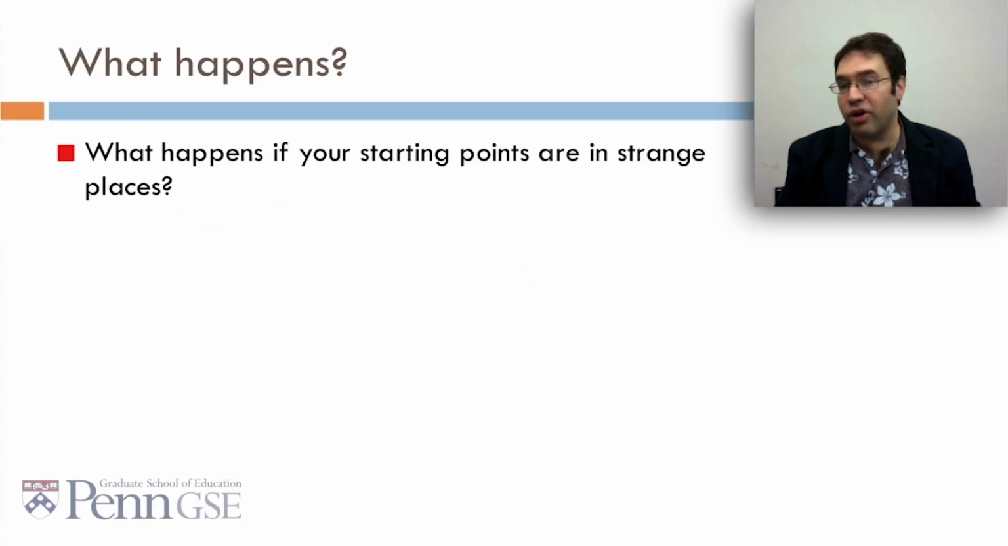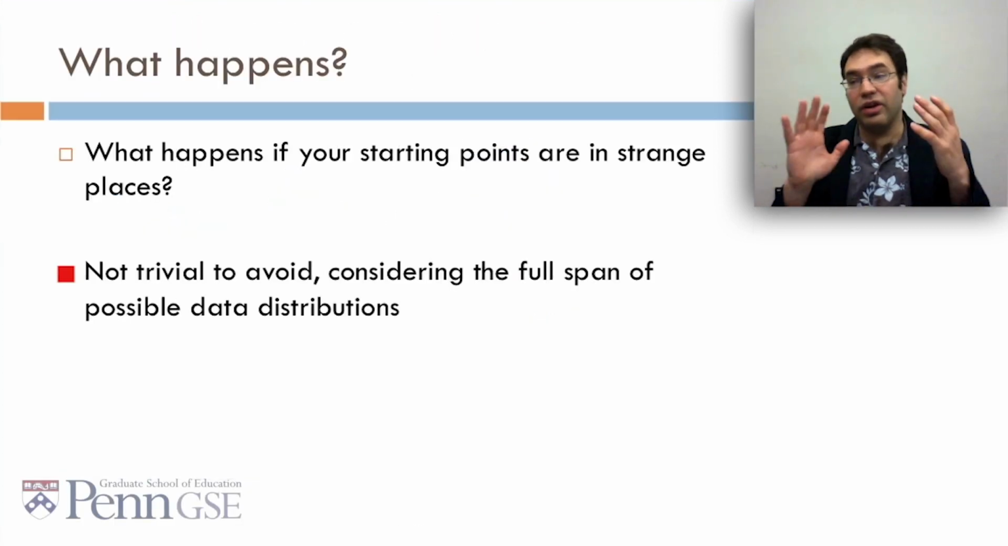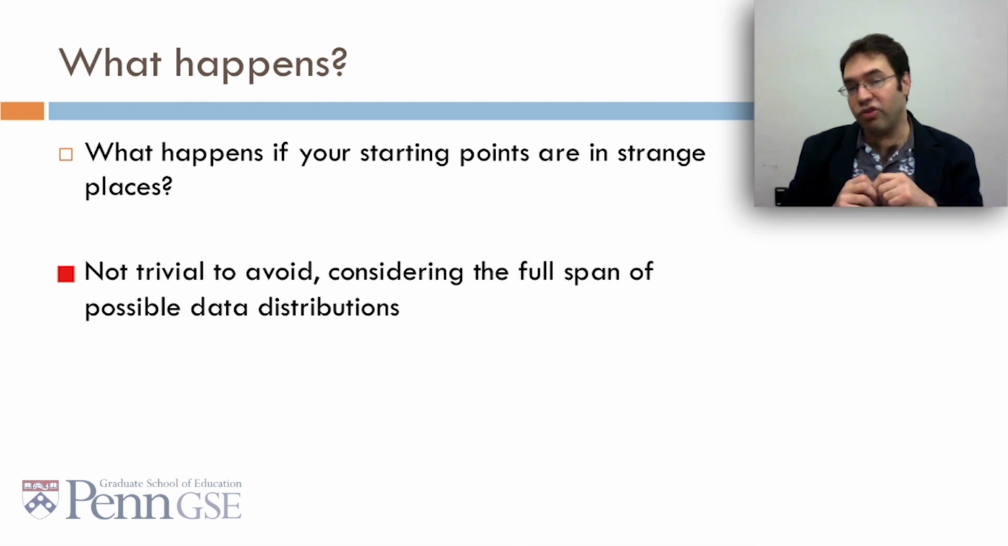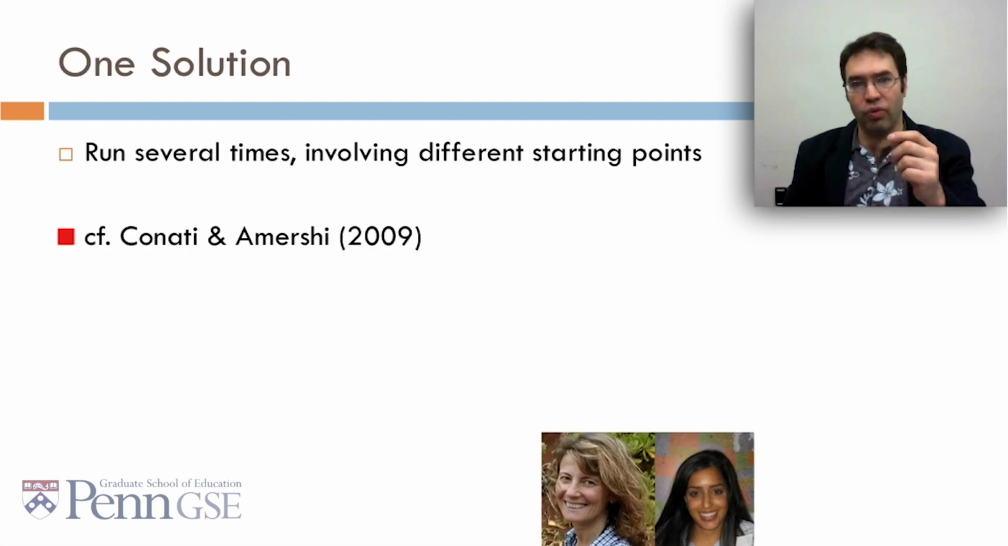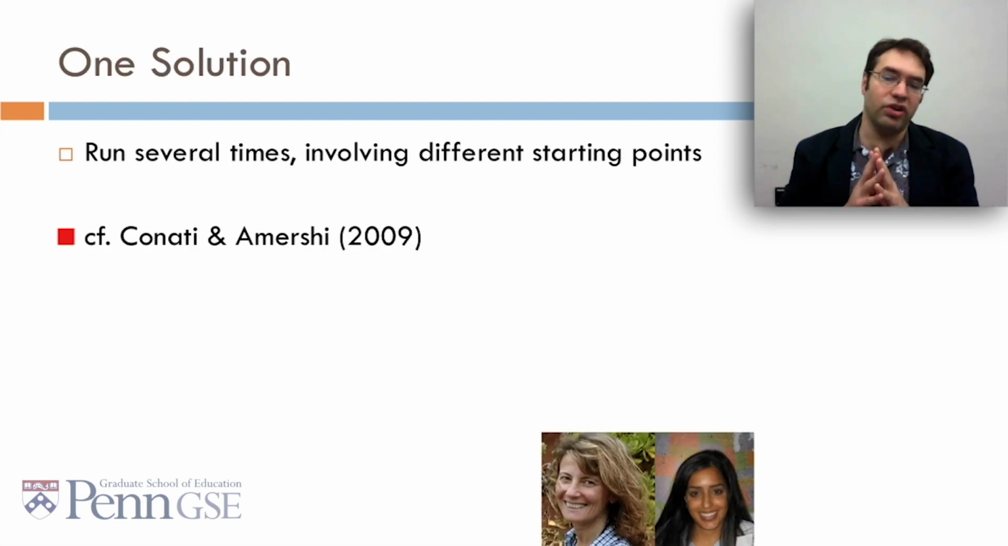So what happens if your starting points are in strange places? You're going to end up with strange clustering. And this isn't trivial to avoid, considering the full span of possible data distributions. One solution, which Kanadi and Amershi use in one educational data mining paper, and it shows up a lot, is to run several times involving different starting points.